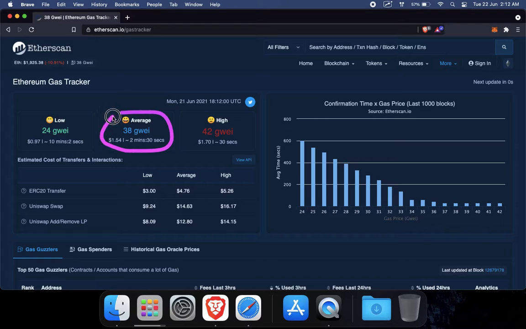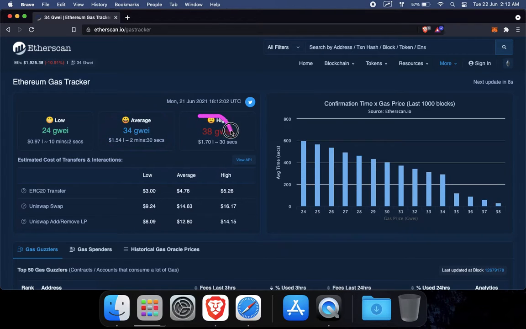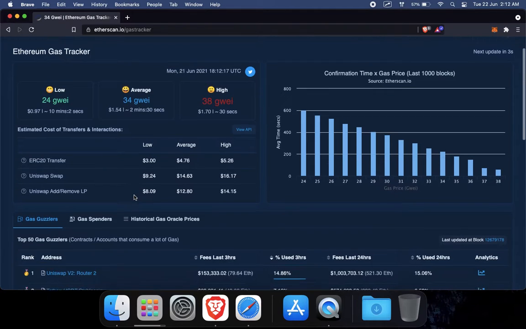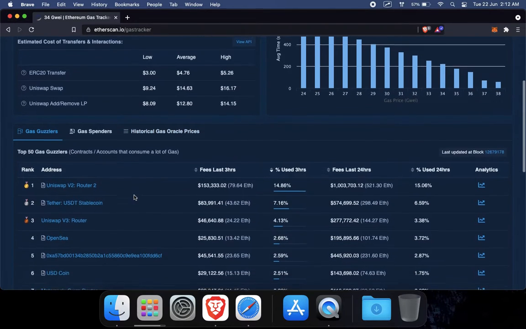The average price is what most people use, and also a high price. So if you pay more, your transaction goes faster, right? Thankfully, the prices are fairly low. These are fairly low prices historically, right? And they're constantly being updated every few seconds, every 10 seconds, I think. Which is great. Okay, so you can read more about that.